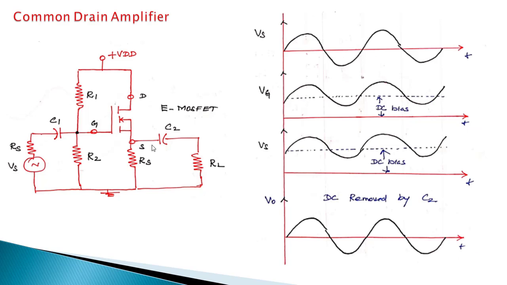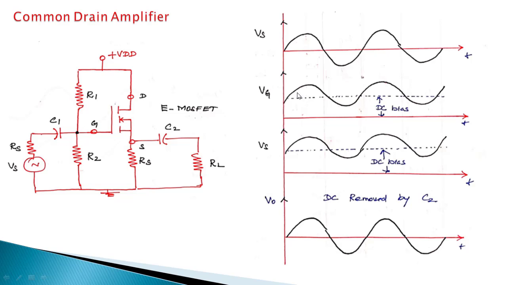This is the waveform of the common drain amplifier. Obviously the input signal is always AC in nature. It consists of both positive and negative cycles. To make this input waveform always positive, we have the resistances R1 and R2 so that the gate voltage VG is always positive. This dotted line is given by the DC bias by means of R1 and R2.